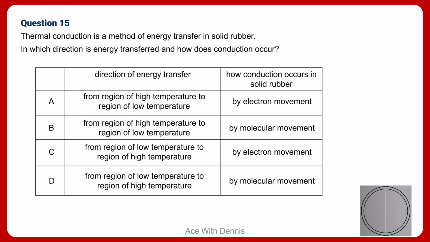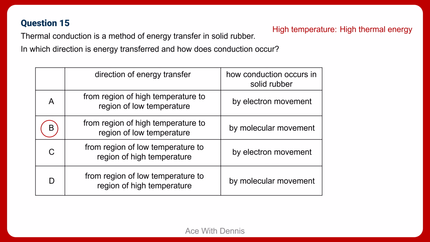The answer is B. The direction of energy transfer is from region of high temperature to region of low temperature, and how conduction occurs in solid rubber is by molecular movement. So, high temperature means it has high thermal energy, while low temperature means the region has low thermal energy. So, thermal energy transfer happens from the region with high thermal energy to the region with low thermal energy.